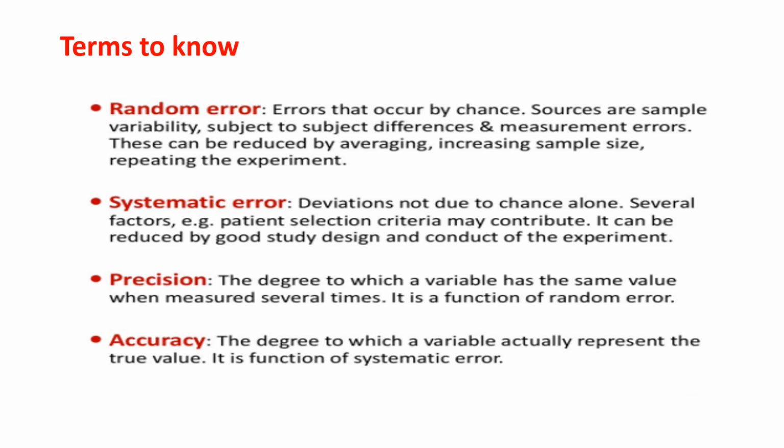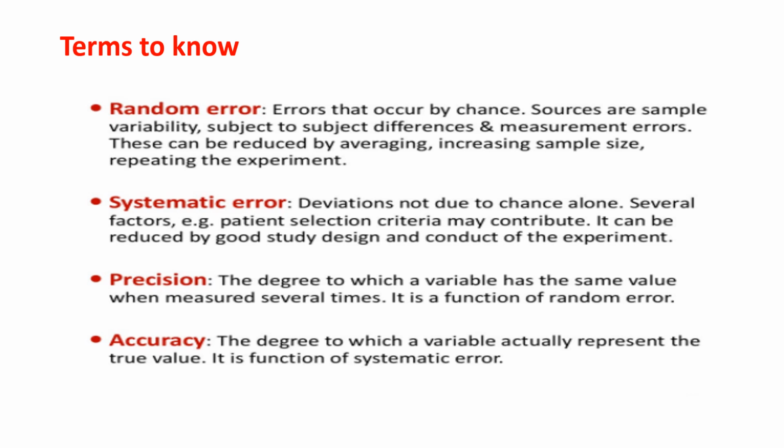Firstly, random error. These are errors that occur by chance. Sources are sample variability, subject to subject differences, and measurement errors. This can be reduced by averaging, increasing the sample size and repeating the experiments. So here, in random error, each and every unit has an equal chance of being subjected to this error.